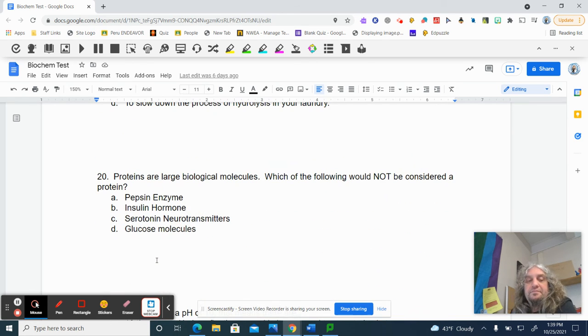Question 20. Proteins are large biological molecules. Which of the following would not be considered a protein? A, pepsin, an enzyme. B, insulin, a hormone. C, serotonin, a neurotransmitter. Or D, glucose molecules?